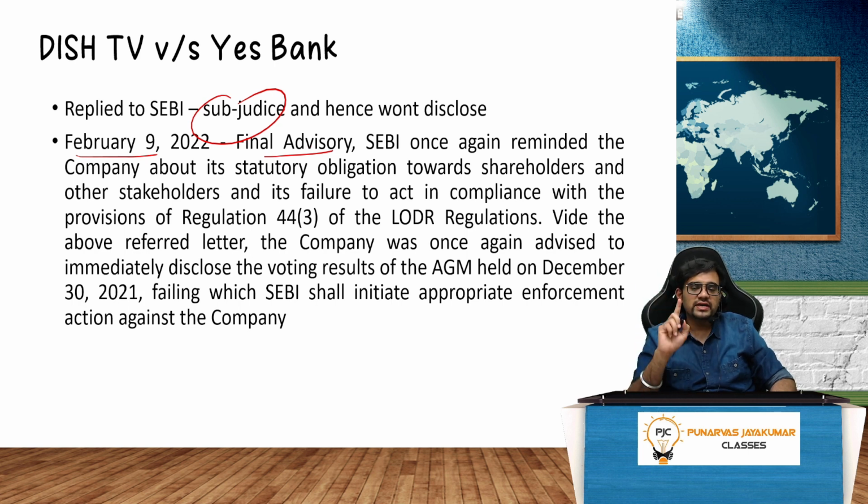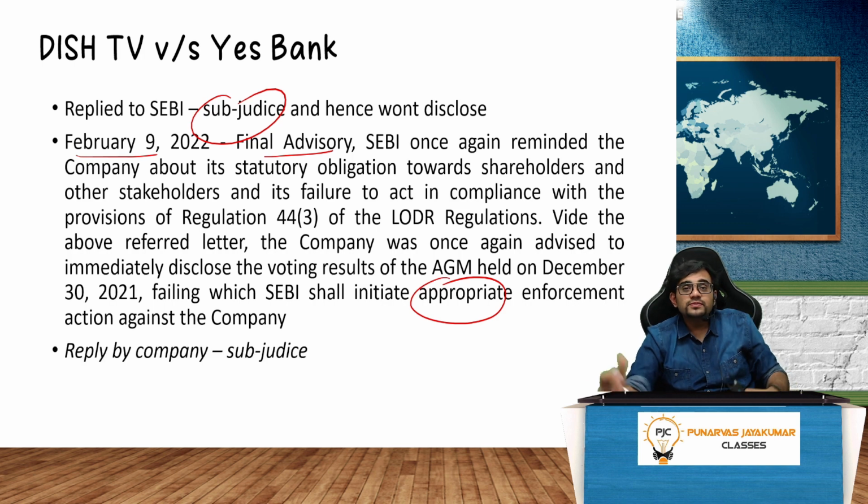SEBI once again reminded the company about its statutory obligation towards shareholders and other stakeholders, and failure to act in compliance with the regulations. They sent a letter saying that please disclose the results which were declared on December 30th, 2021. Then they said the final warning: boss, if you don't do it, I shall take appropriate action against the company. Dish TV said, sub judice, case going on, I am not going to disclose.